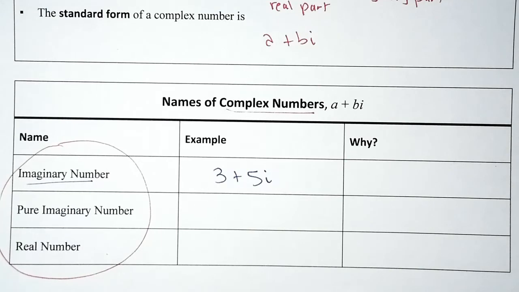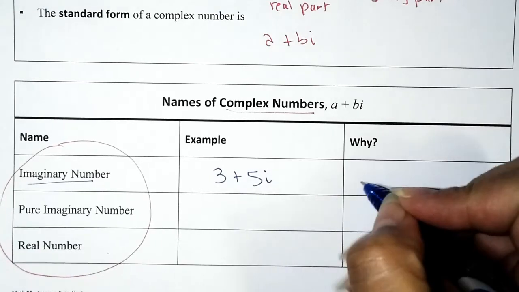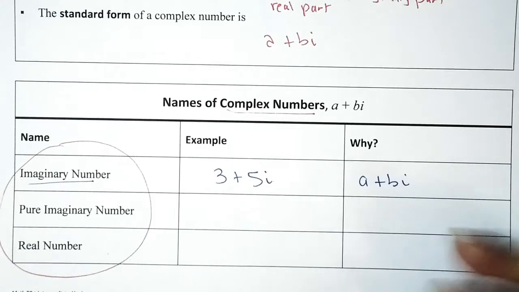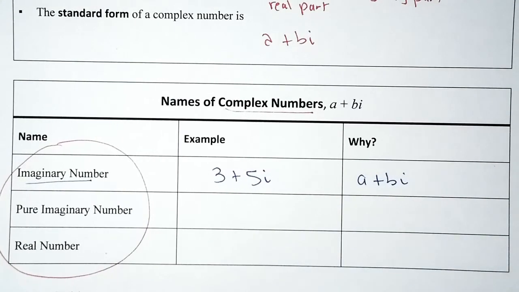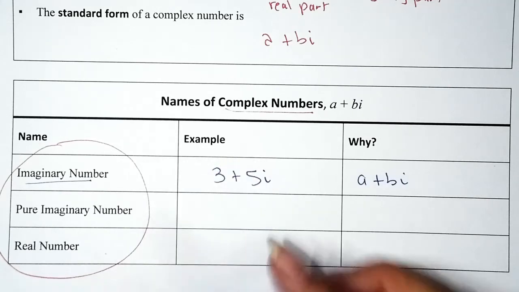A complex number is a number that can be written in the form a plus bi, where a is the real part and bi is the pure imaginary part. I'm going to jump straight to a real number. Why are real numbers complex numbers? So let me toss in my favorite number, 3.